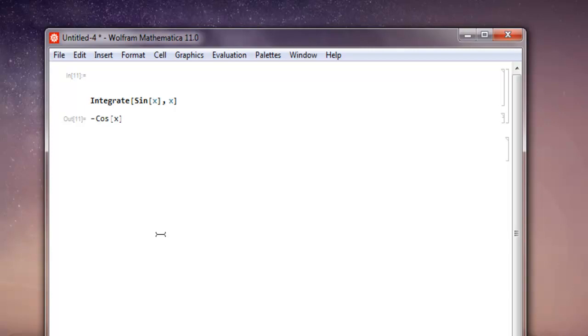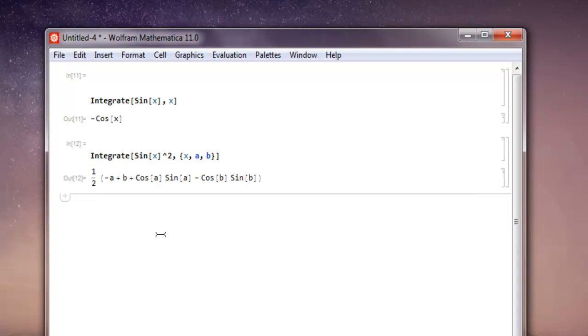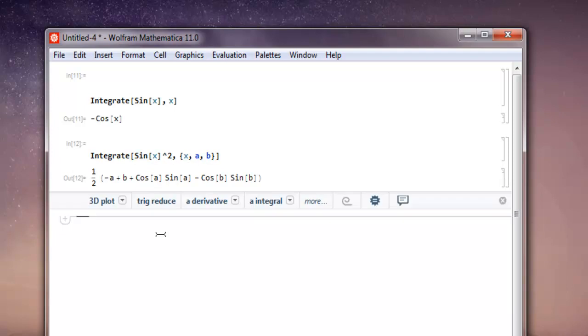Say, a definite integral. For that, we are going to make use of Integrate. Then within square brackets, let's type in sine of x raised to 2, and then, within curly brackets, x, and then a, b. Now here we are going for a more definite integral equation. So Shift+Enter and it gives you the output. As you can see, it simplifies it and gives you the value 1/2 times the bracket minus a plus b plus cos a sine a minus cos b sine b.